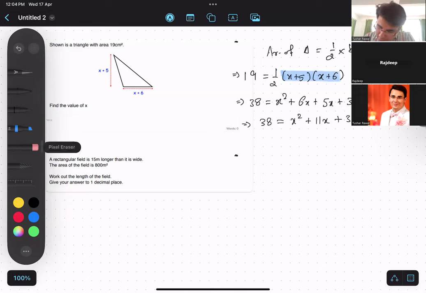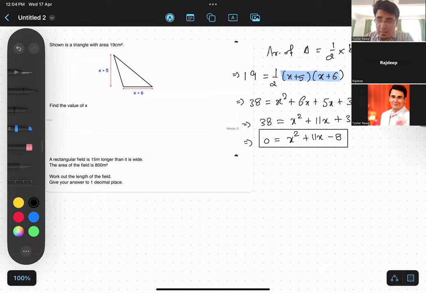So over here, 0 equals to x squared plus 11x minus 8. I just shifted 38 to the other side and subtracted it from 30. This is my quadratic equation. So can you solve?